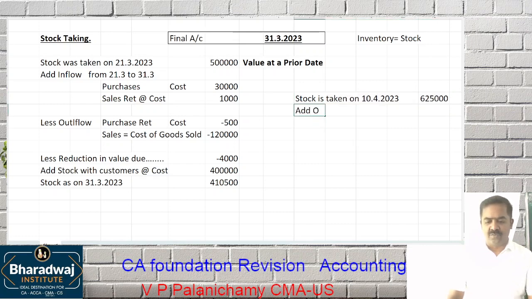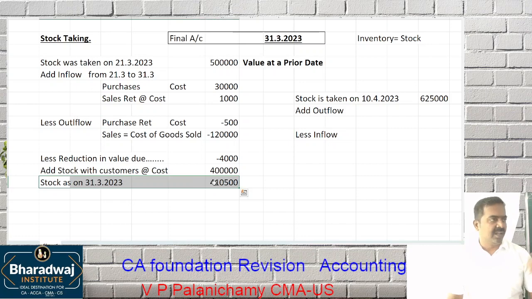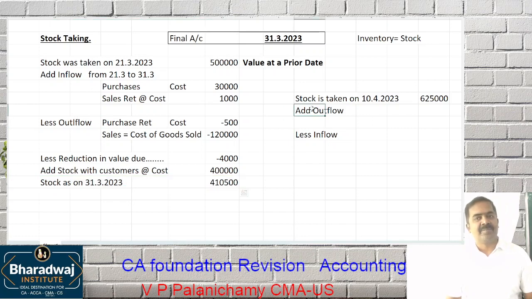Add all outflows because it belongs to next year. Less all inflows because it belongs to next year. So do the reverse work. When going forward, add inflow minus outflow, and you will get the stock. Whatever comes in, add; whatever goes out, less, and you will get the stock. When doing reverse work, what do you do? Add back the outflows that happened in the next period, less all the inflows that have happened, and you will get the stock on what date? 31st of March 2023.